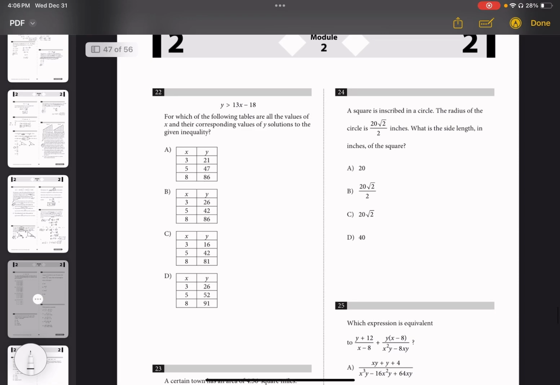Now we have question 22. For which of the following tables are all the values of x and their corresponding values of y solutions to the given inequality? This is really just a plug and chug. You plug the values in and see if the inequality stays true.